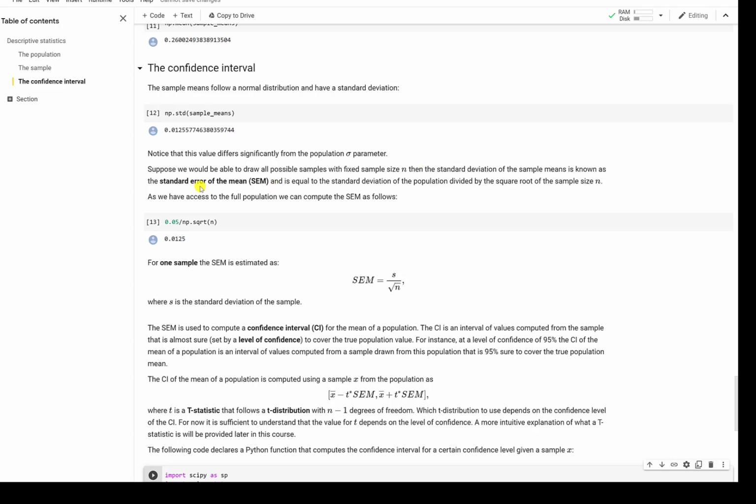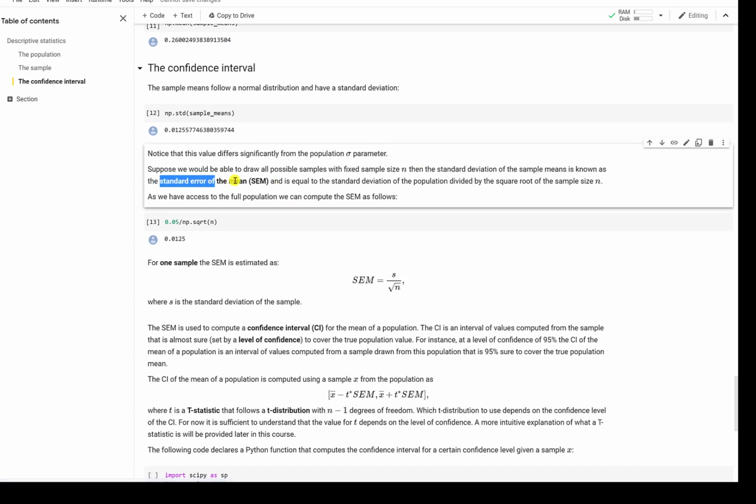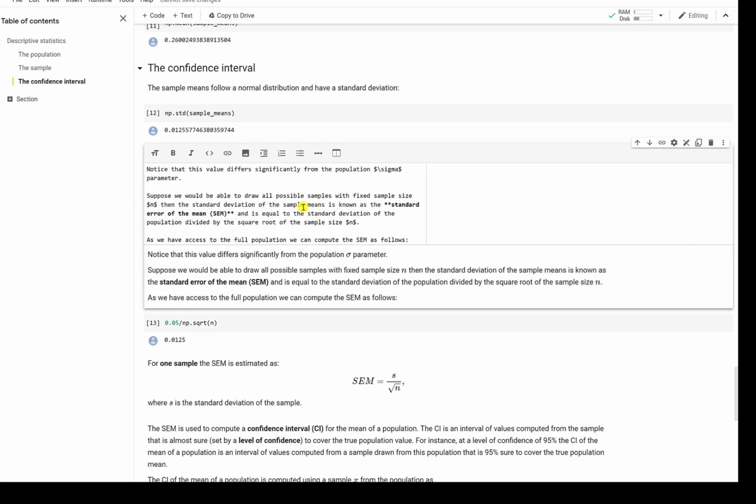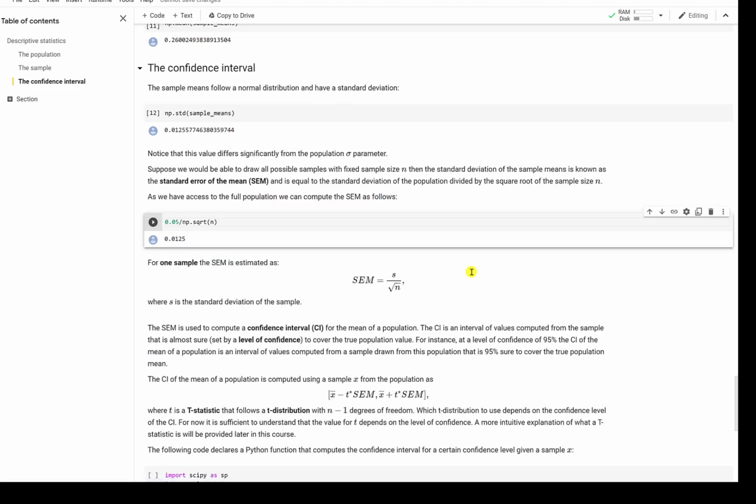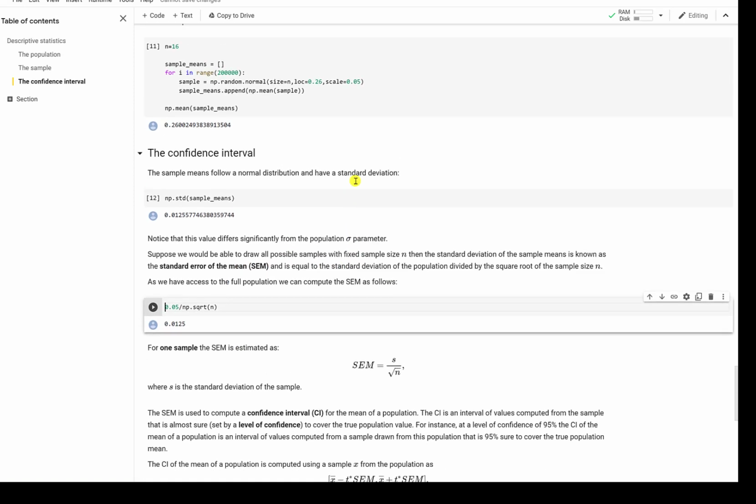So let's first define what is known as the standard error of the mean, the SEM. Suppose we are able to draw all possible samples. Here we only drew 200,000. Suppose we are able to draw all possible samples with some fixed sample size n, which is 16 in our case. Then, given the assumption of normality, the standard deviation of the sample means, that would be all the sample means, is known as the standard error of the mean.